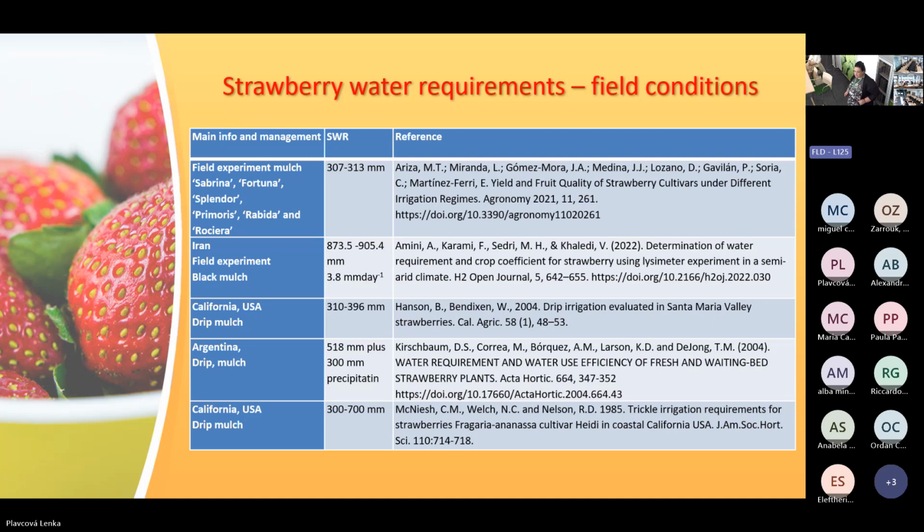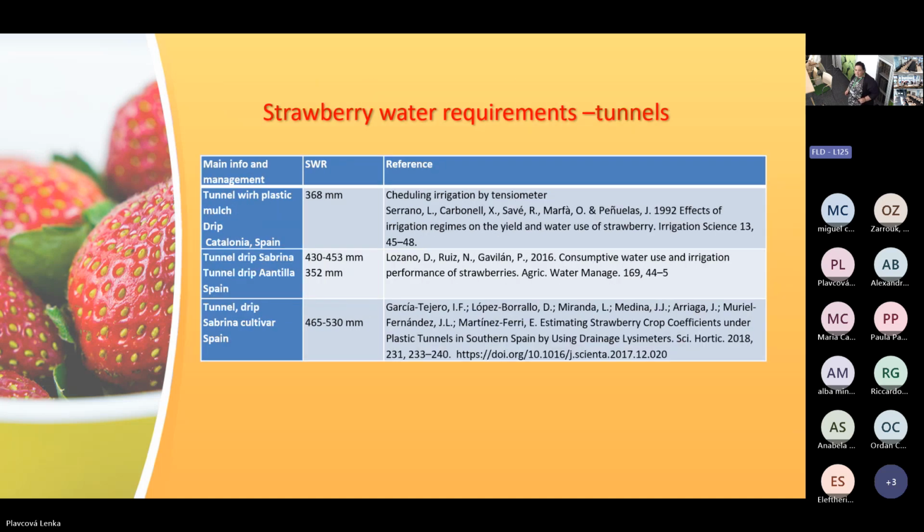Some of the work is older and some is from new studies. For the tunnels, more or less there is a similar output for the crop water requirements, and it is 350, 400 millimeters for the total growing season.